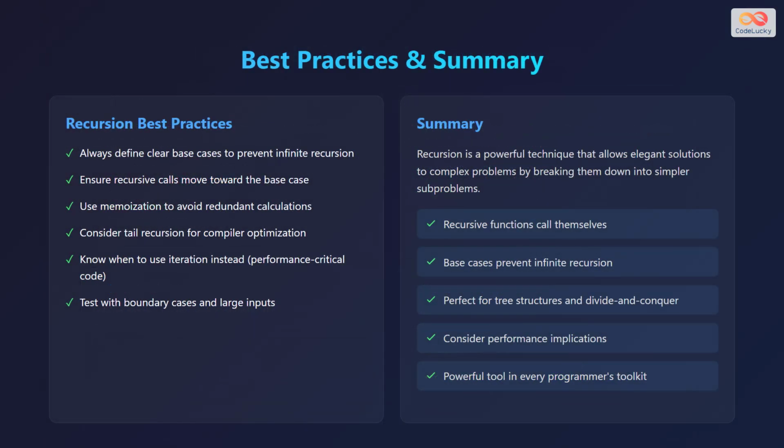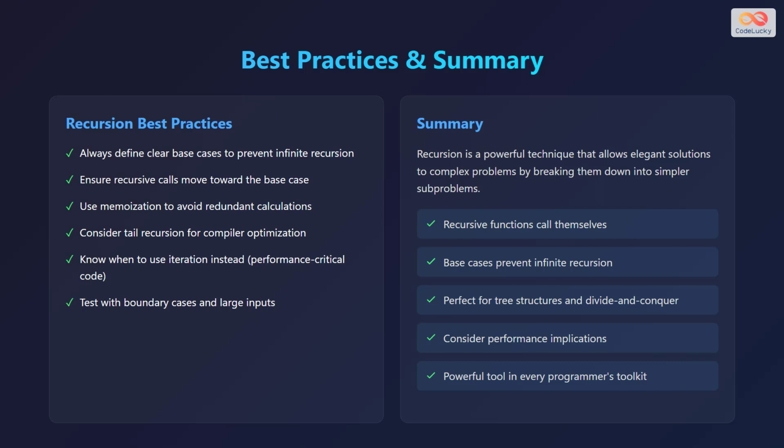Here are some best practices to keep in mind when using recursion. Always define clear base cases to prevent infinite recursion. Ensure recursive calls move toward the base case. Use memoization to avoid redundant calculations. Consider tail recursion for compiler optimization. Know when to use iteration instead, especially for performance-critical code. Test with boundary cases and large inputs.